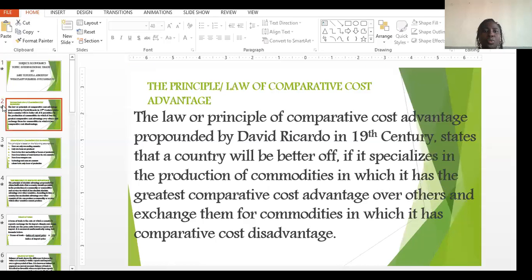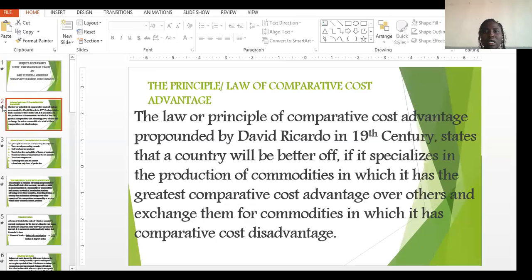The principle or the law of comparative cost advantage. I put slash because sometimes it will come in the form of state the law of comparative cost advantage, or state the principle of comparative cost advantage.